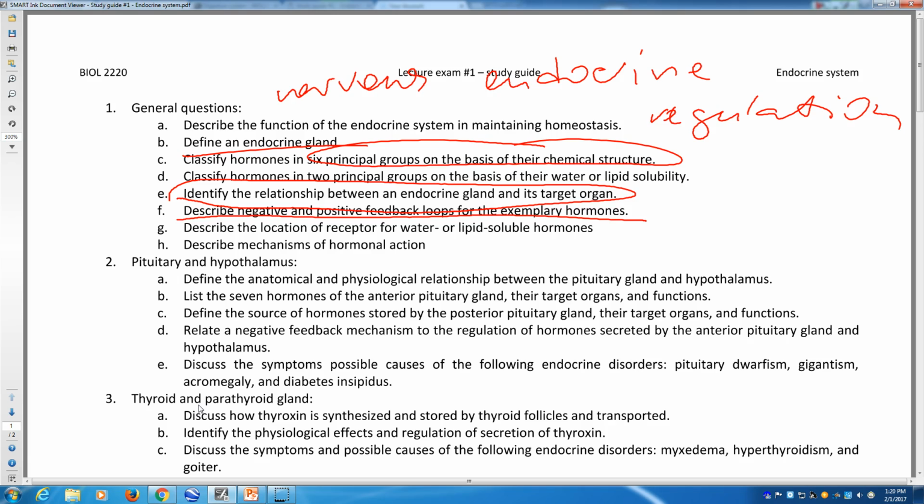Positive and negative feedback loops for exemplary hormones. For the hormones that we talked about, the primary hormones, please know the regulation. That's a very big, broad question, but it tells you what you should know. So when you look at a question about how a hormone is regulated, you immediately have to think about positive or negative feedback. We pretty much have only oxytocin as an example of positive feedback. Everything else is regulated by negative feedback. And you immediately have to think, what is the response? Okay?